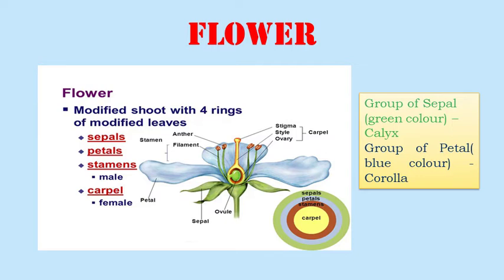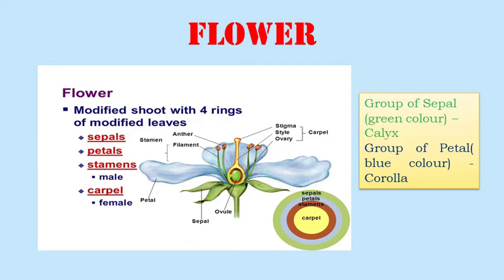Then next to the stamen we have the carpel. This carpel is the female reproductive organ of a flower, consisting of an ovary, a stigma, and a style. Here is a circle of layers. Have you seen that? The outer layer is the sepal.